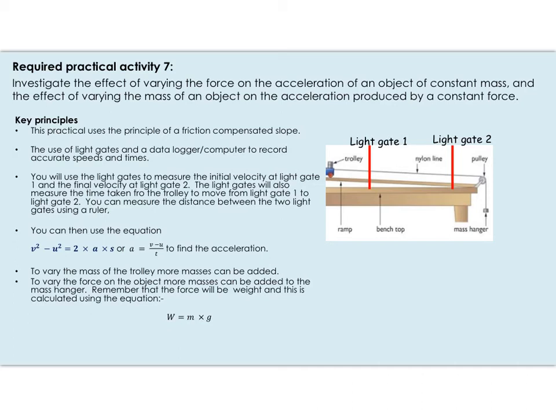The alternative way is to change the mass and keep the force constant. So we'd have the same force pulling the trolley down in this direction. We could add more masses to our trolley for the second experiment. And you should be able to talk the experiment through and also point out the key principles that I've gone through here as well.